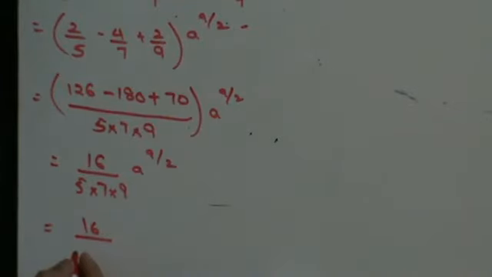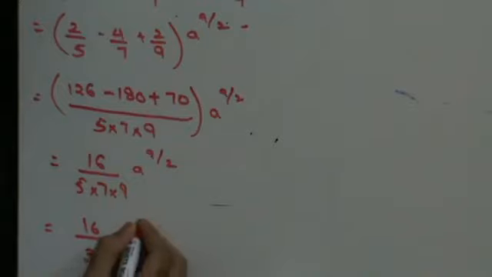35, 350, 330, 320, 315. A raised to 9 by 2. Right? Next, let's see the next sum, guys.